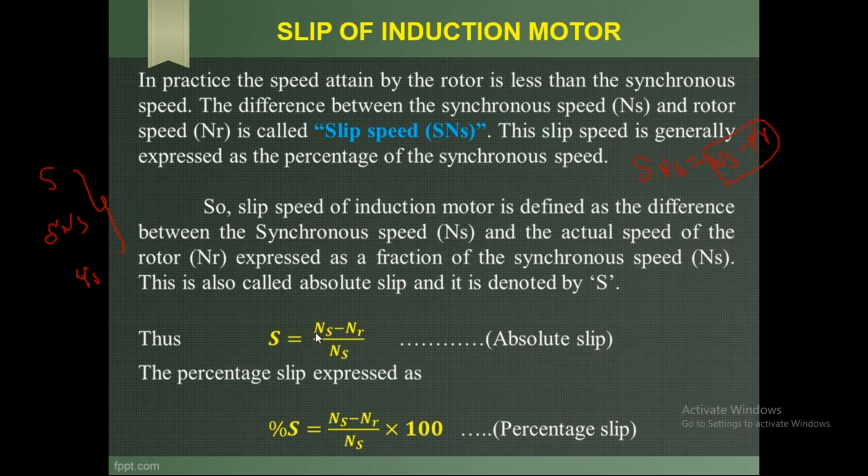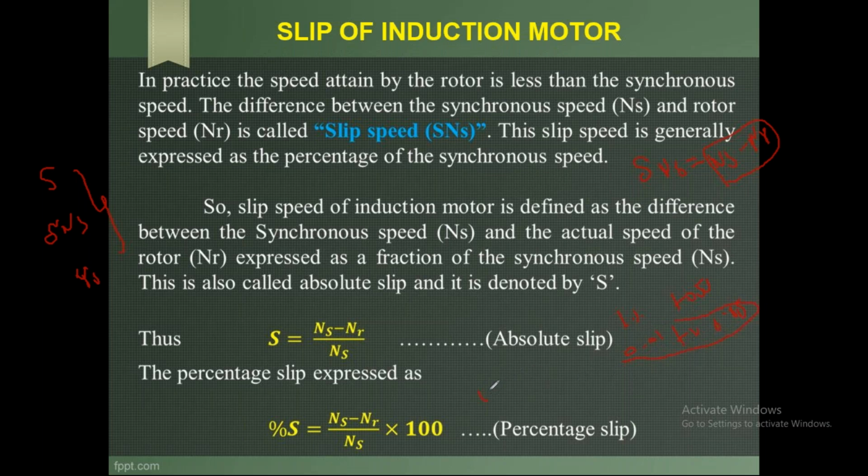Next, if you want to represent slip as a percentage, you have to multiply with 100. So generally the slip varies in an induction motor from 1% to 5%, that is 0.01 to 0.05. This is the normal slip value in a real-time induction motor. So మన రియల్ గా యూజ్ చేసే ప్రతి ఇండక్షన్ మోటార్ లో స్లిప్ అనేది ఈ రేంజెస్ మధ్యలో ఉంటుంది 0.01 to 0.05.